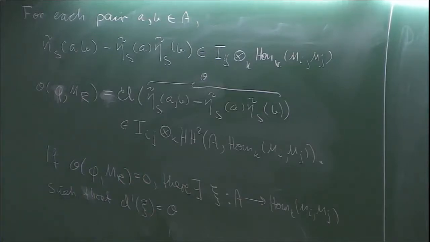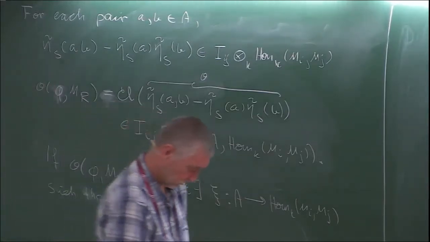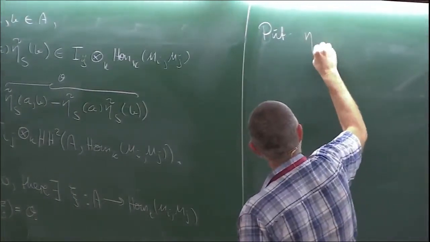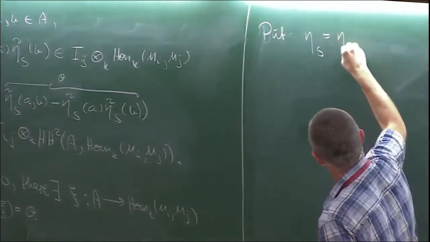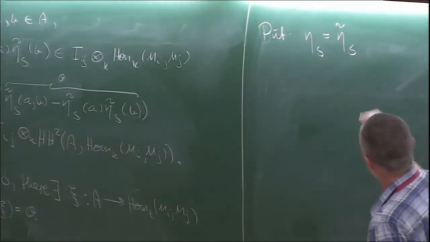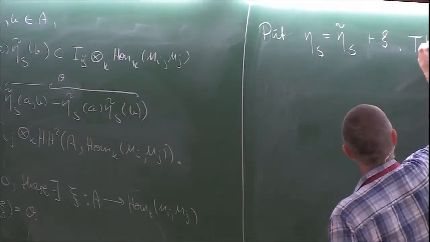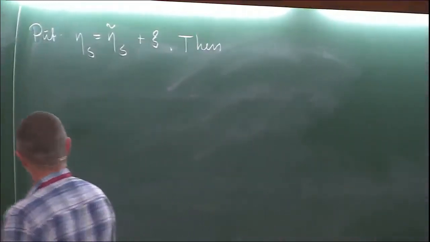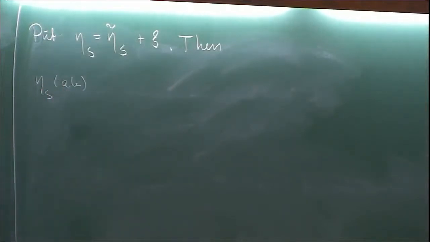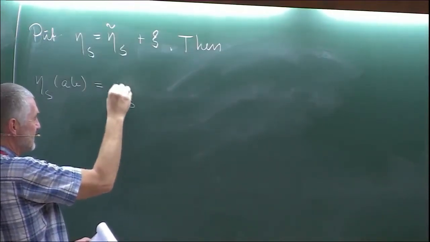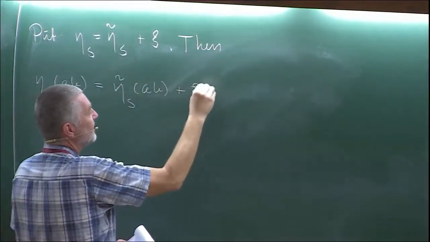There exists xi mapping to this one. I adjust eta s by putting it equal to eta s tilde plus this psi, which is a mapping from A into Hom_K(M_i, M_j). So it has the same target, so I can add it to this one. Then I get eta s of a, b, with this new construction, is equal to eta s tilde of a, b plus xi of a b.